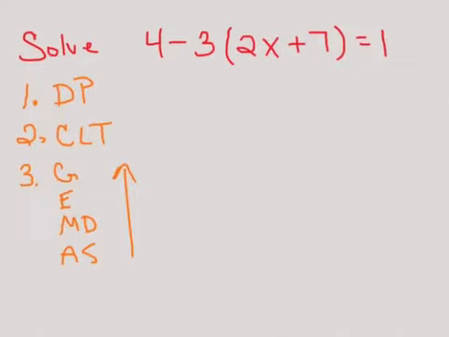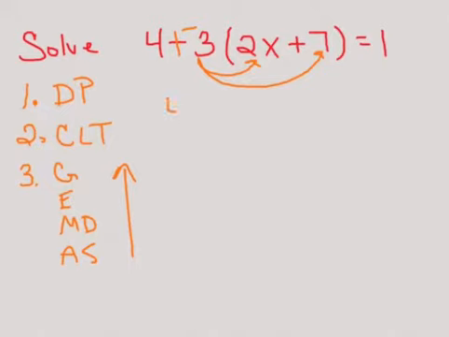So if we take a look at our problem, we're going to want to make it all into addition. So we're going to make this 4 plus a negative 3. And then we're going to go through our steps. So the first step is the distributive property. So we have negative 3 times 2x and negative 3 times 7.